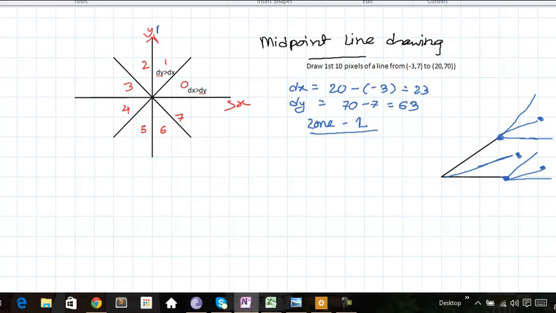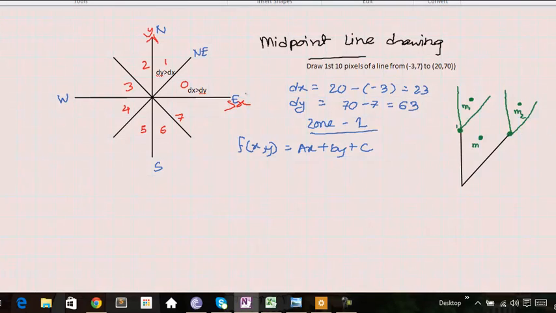Zone 1, this is north, south, west, east. So zone 1, and this is northeast. The general equation for a line is ax plus by plus c. Alright, now let's come to this part of the drawing. Since we're choosing zone 1 in this case, we have to draw this zone 1 representation over here.